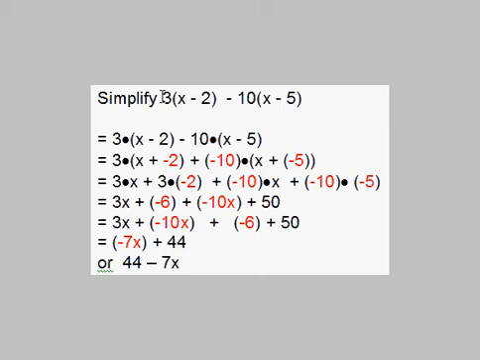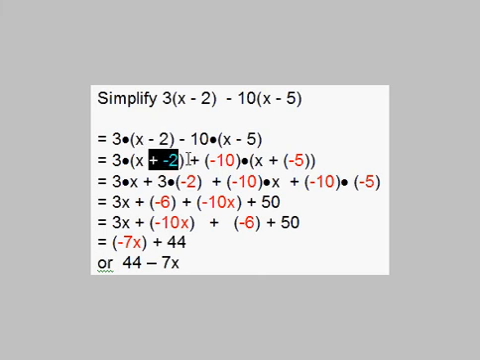In this problem, we're going to simplify an expression that has 3 minus signs in it. These are probably the hardest of all. We have 3 times the quantity x minus 2 minus 10 times the quantity x minus 5. First we rewrite with the multiply signs, and then we take each minus out and replace it with plus a negative.